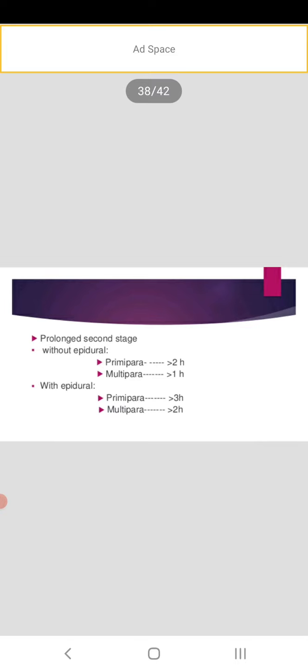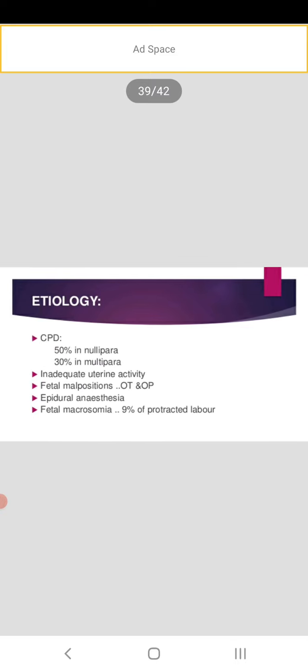Then secondary arrest is in the second stage of labor. The above, that all are the same. Then arrest and failure of descent, that is the fetus through the canal in the second stage of labor, documented by appropriately spaced vaginal examination. Prolonged second stage without epidural, with epidural.